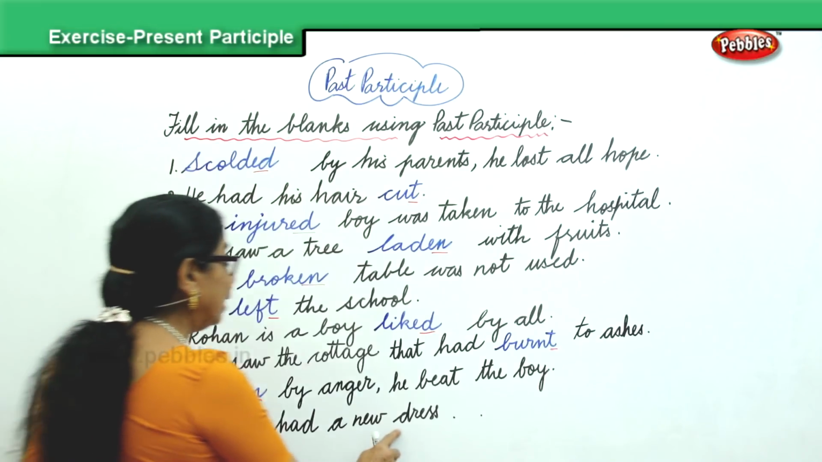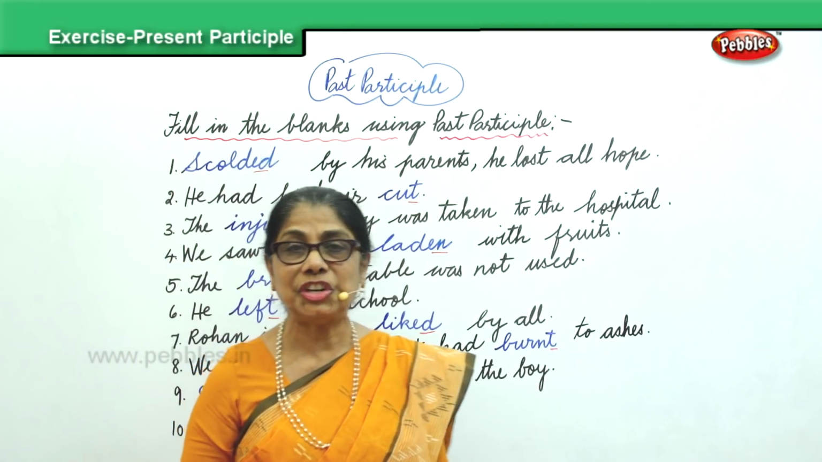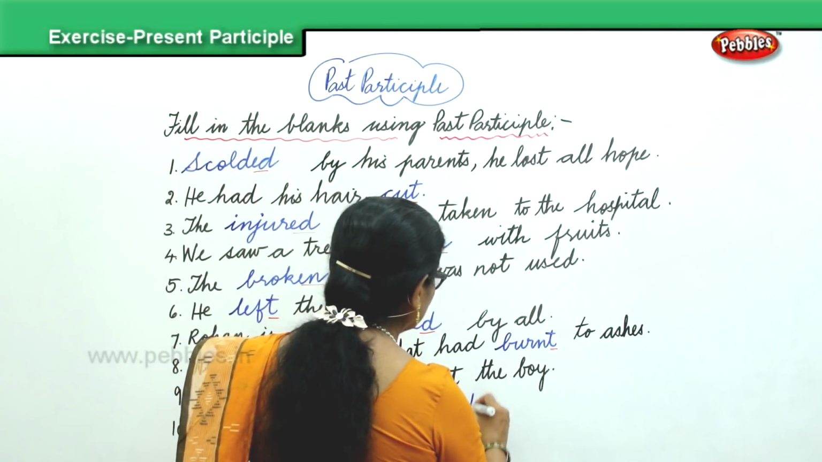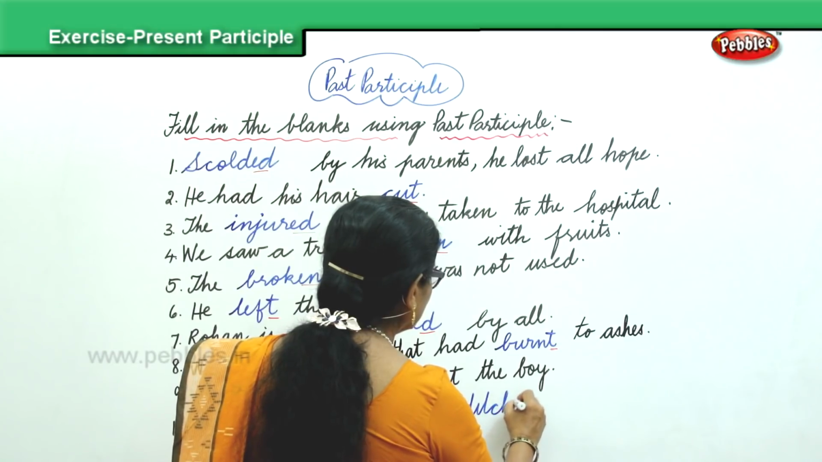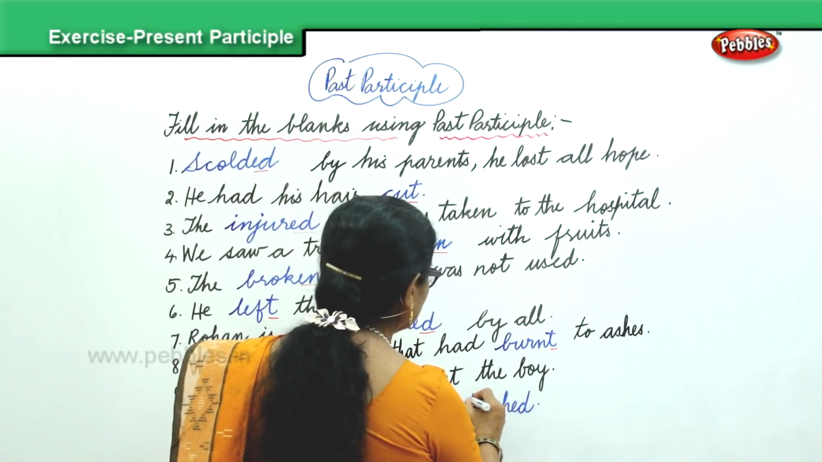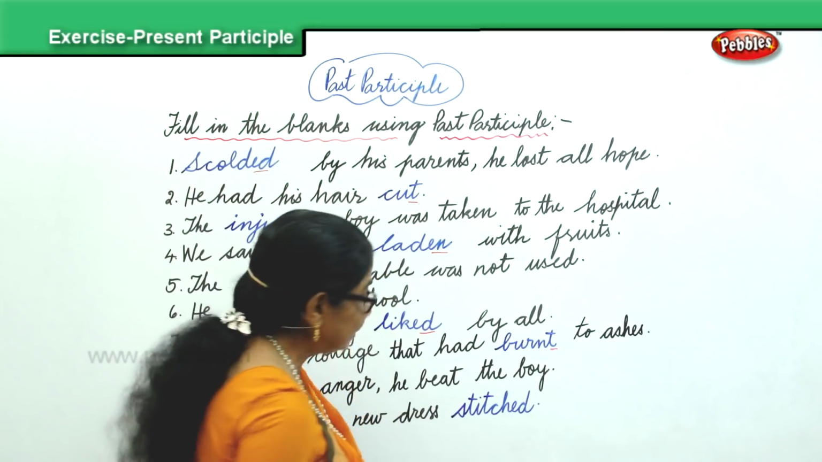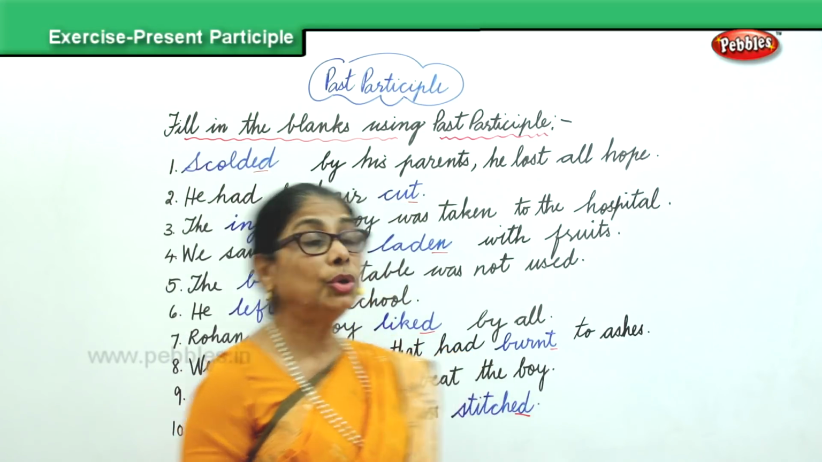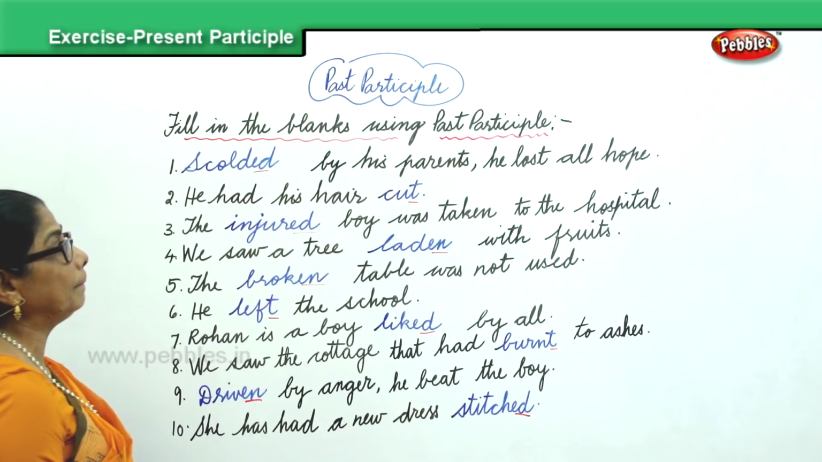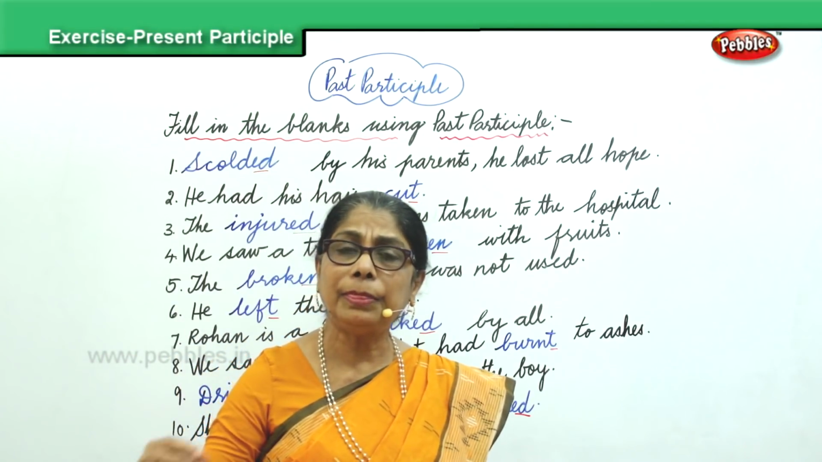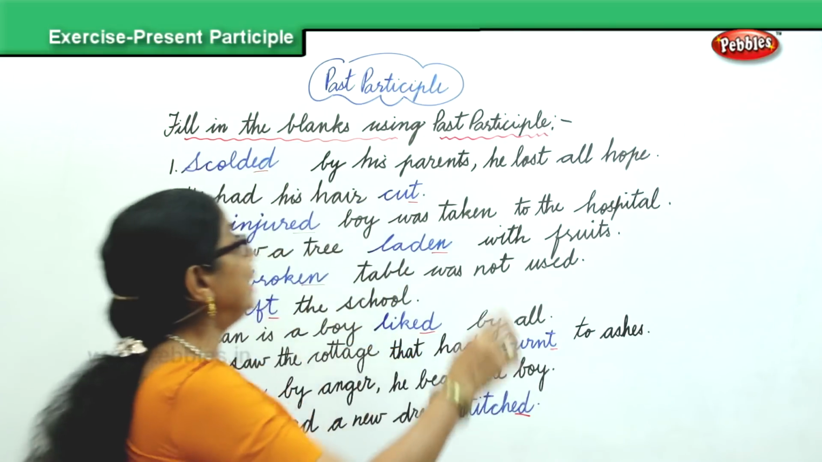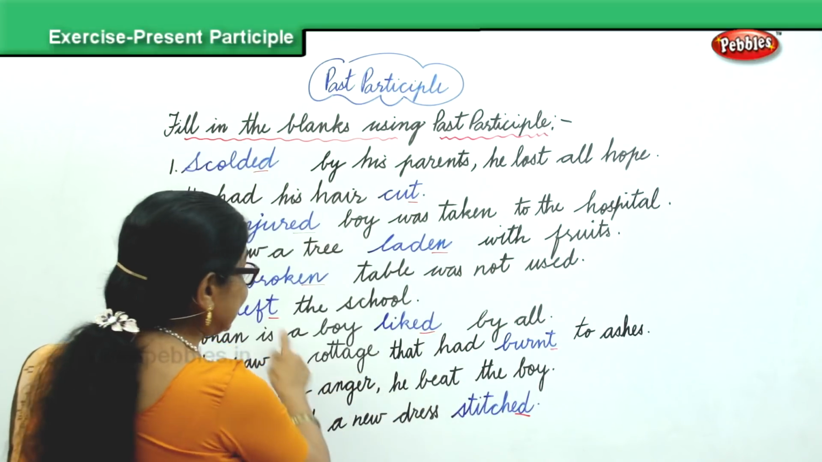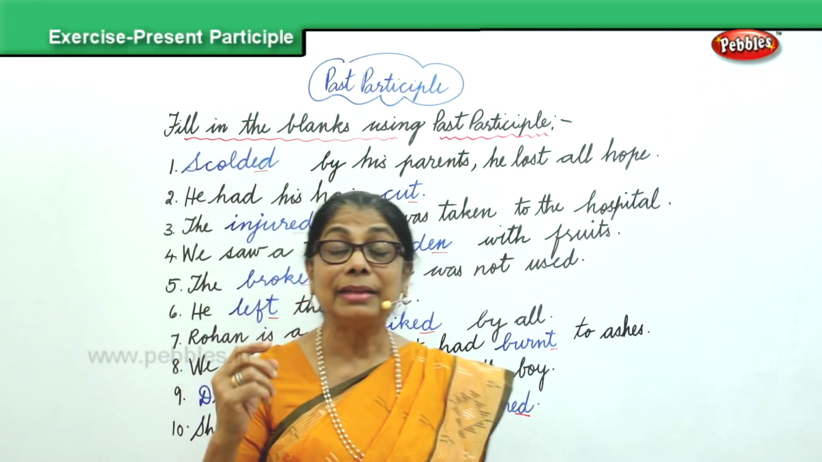She has had a new dress dash. She has had a new dress stitched, ending in ED. So now we know how to fill in with the past participle. When you say past participle, the verb ends in ed, t, en.